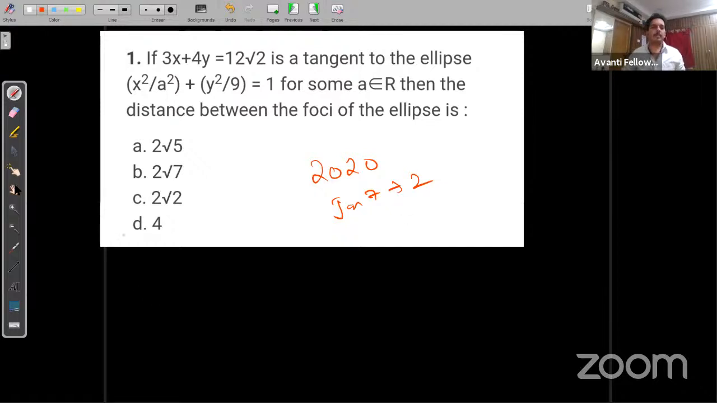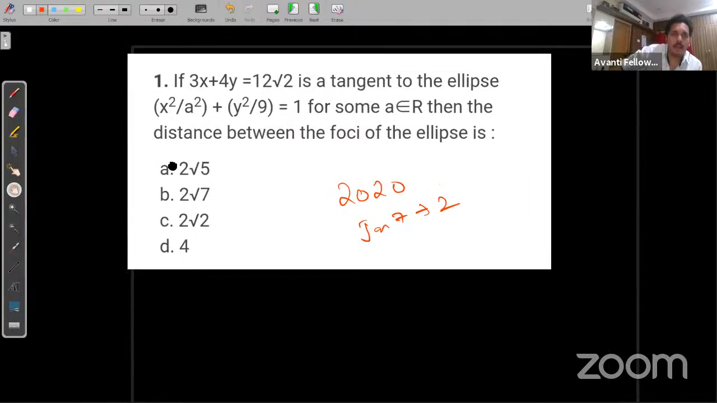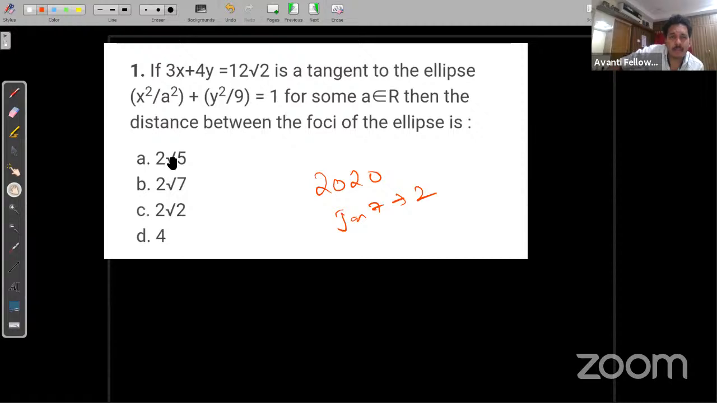Okay, now comes the JEE 2020 paper. Come on, guys. How to do this question? X squared by a squared plus y squared by 9 is equal to 1. So please tell me what is given: 3x plus 4y is equal to 12 root 2 is a tangent to the given ellipse. Then the distance between foci of the ellipse. What is the distance between foci of the ellipse here? Come on, try to give the answer. I'm not asking which option is the answer, I'm asking what is the formula. What is the distance between foci formula?